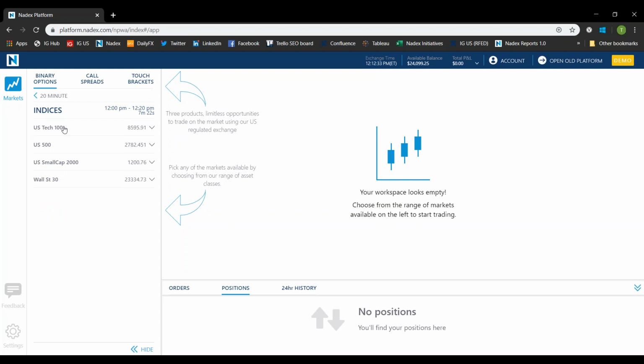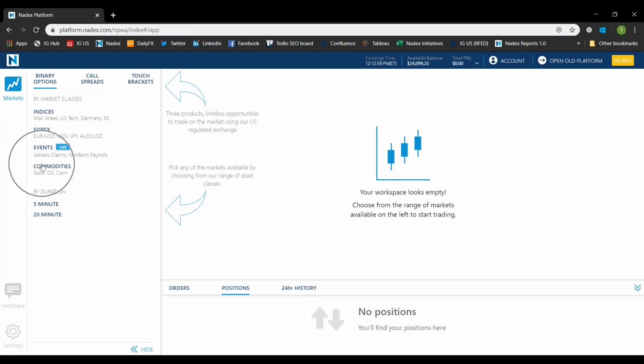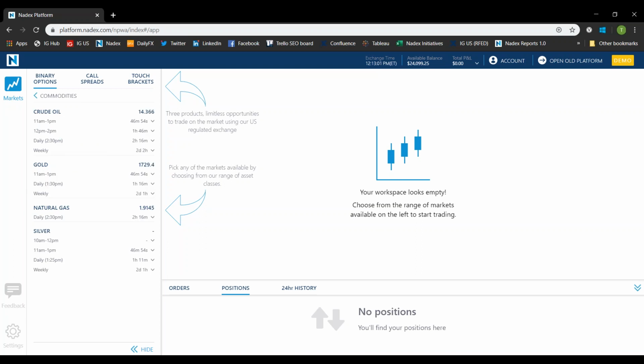What's going to happen in the markets? What's going to happen in the Nasdaq, which is the U.S. Tech 100, or the S&P 500, or the Dow Jones Industrial Average, the Wall Street 30? What's going to happen in the next 20 minutes? Is it going to be above or below a certain level? Lots of price action. And then we've got more hourly, daily, or weekly contracts. The longest contract we have goes out a week. I'm going to go ahead and click on commodities for right now.